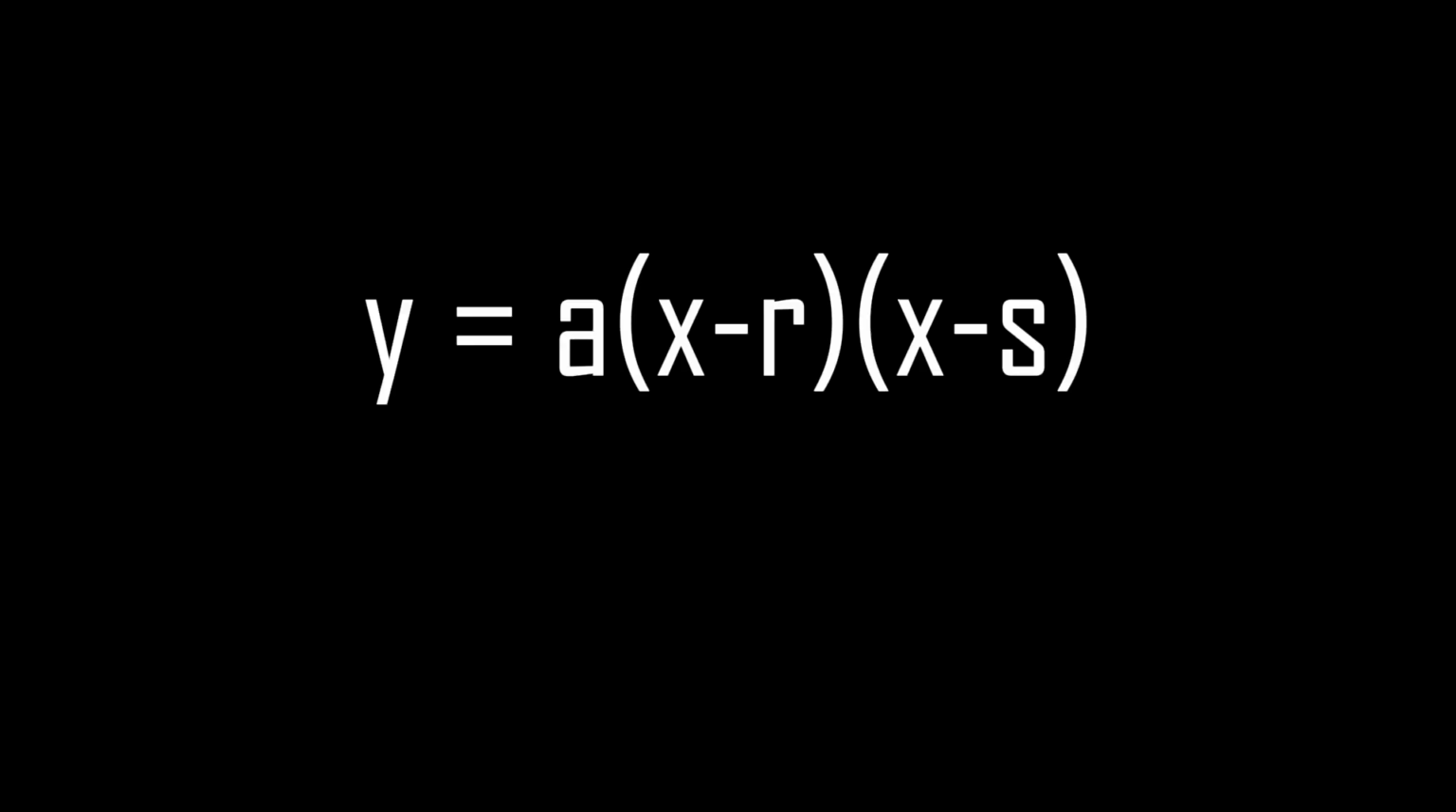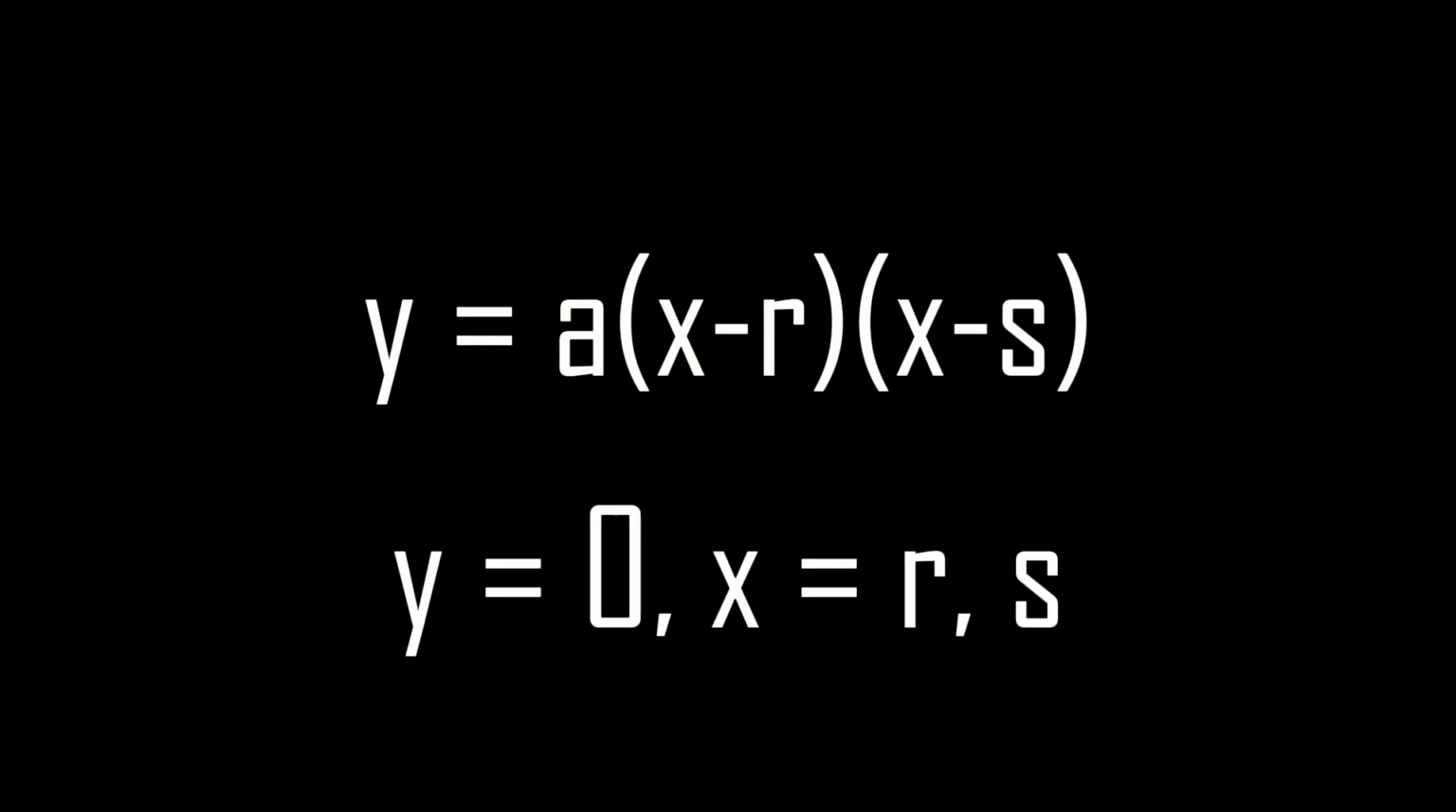This is the factored form. It tells you where the x-intercepts are. Simply flip the sign in front of r and s, and those become your x-intercepts.